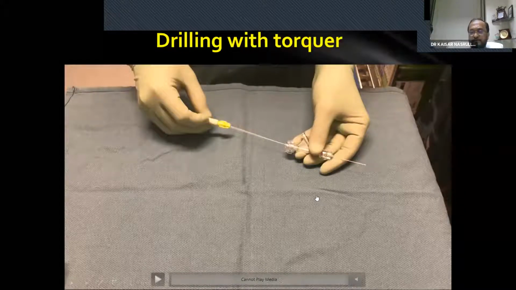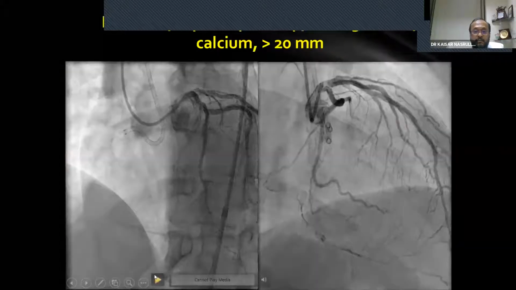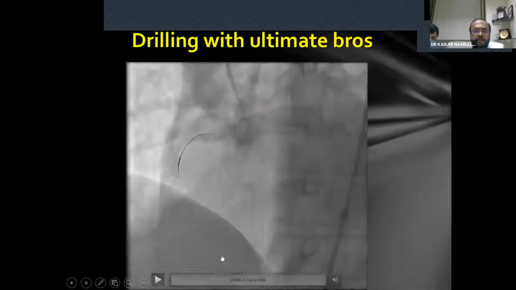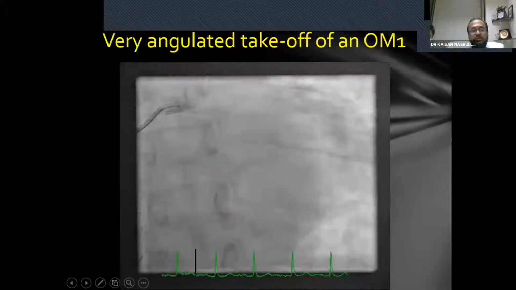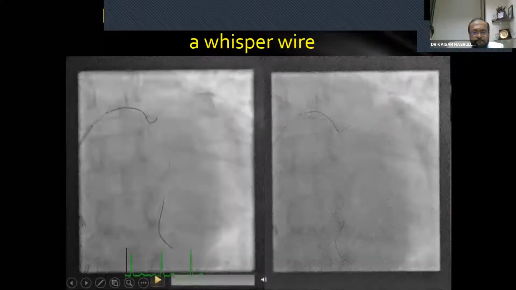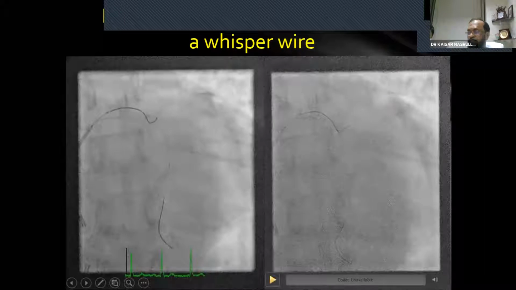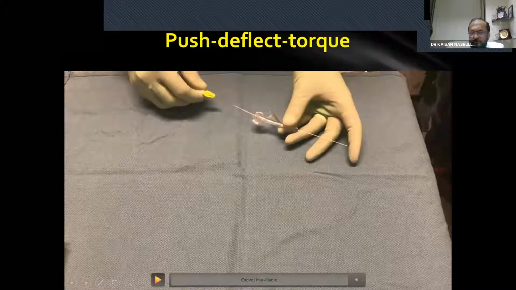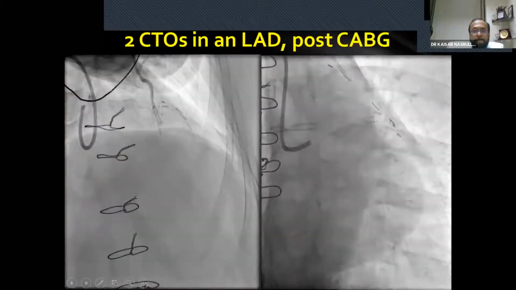Sorry, it's not moving. Anyway. Check cross. Anyway. Media is not moving. Anyway, there is a sliding method. Puncture with torquer and push deflect method when you use Gaia wires. Now the movie goes. Let's see. I'm sorry, I could not show the live picture because somewhere the computers are not working.